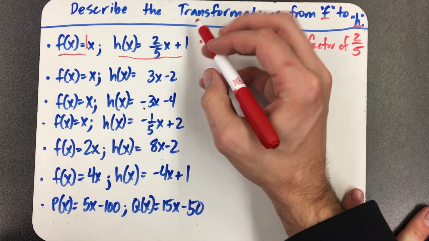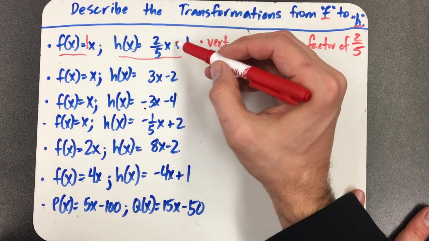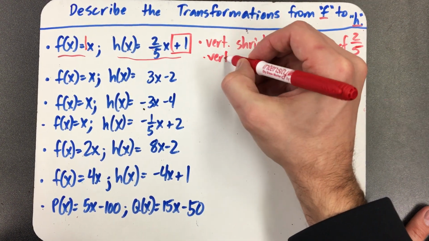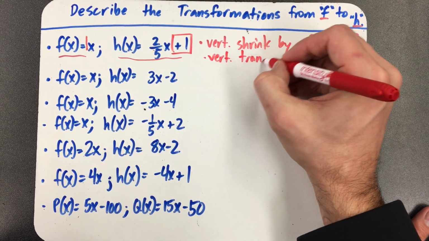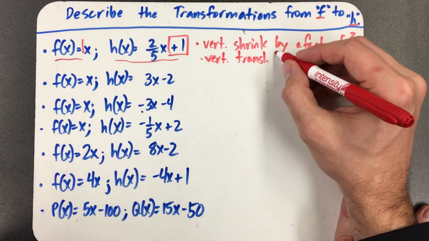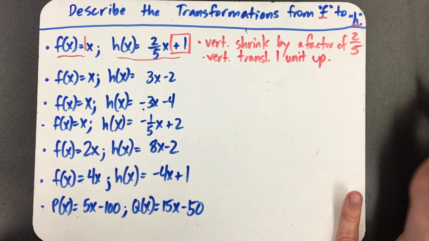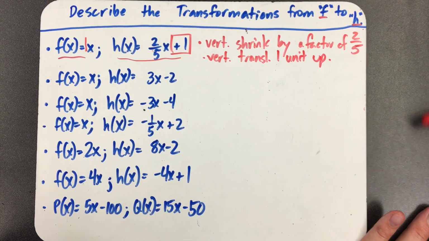And then what else did we do? This one doesn't have any adding or subtracting on it, but look, all of a sudden this one does. It has +1 at the end. That's a vertical translation or slide. I'm just going to put it like that to abbreviate it: 1 unit up, or up 1 unit. You can say it either way. It's not going to bother me.